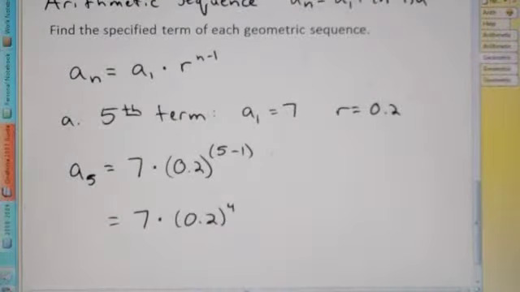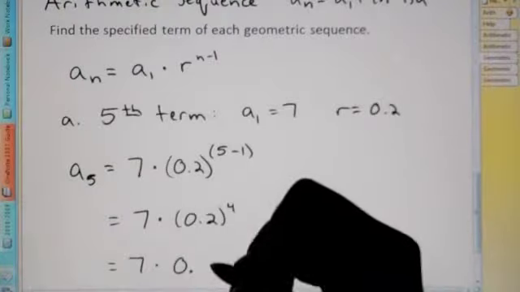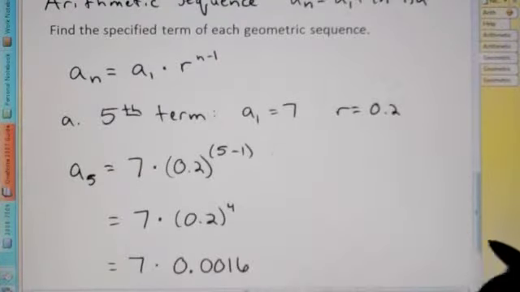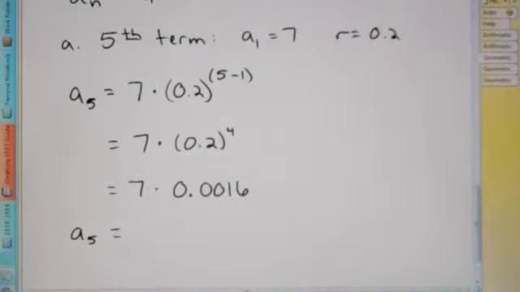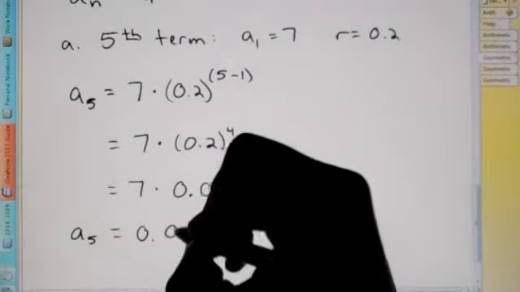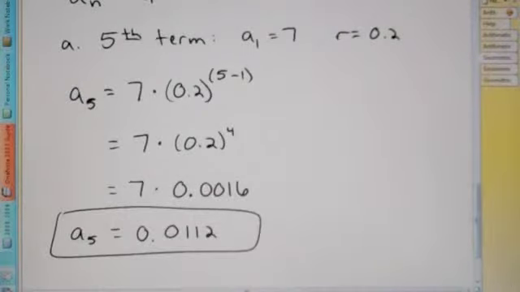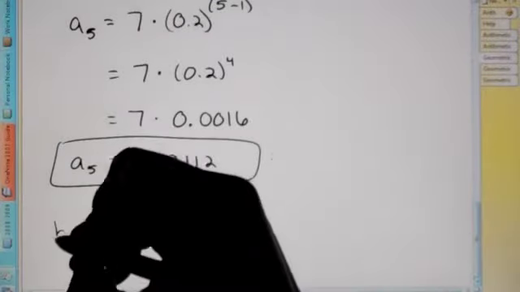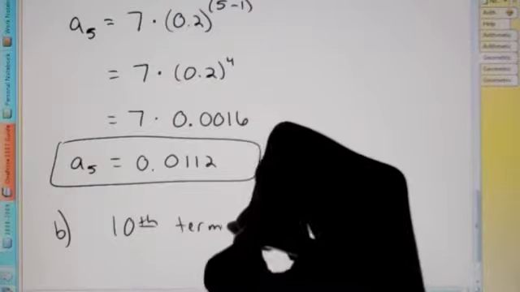So if you can work this out on your calculator, 0.2 to the fourth power is 0.0016. So when you multiply that by 7, okay, times 7, we get 0.0112. Okay, so that is finding the fifth term. Alright, let's do one more. What if you were to find the 10th term given this information?